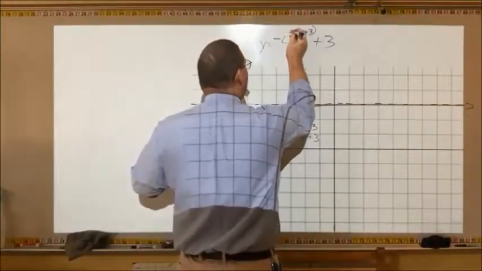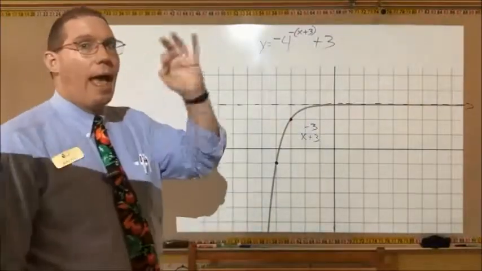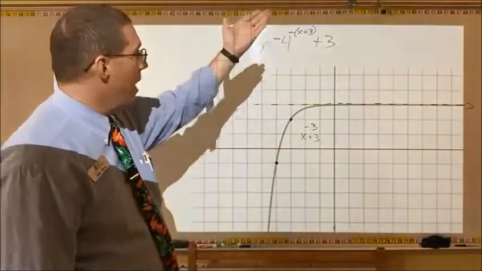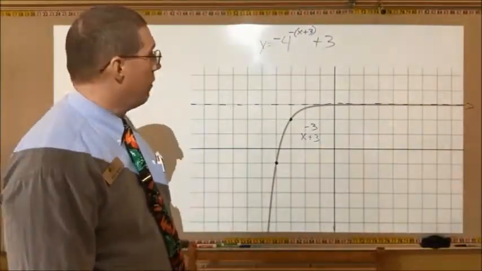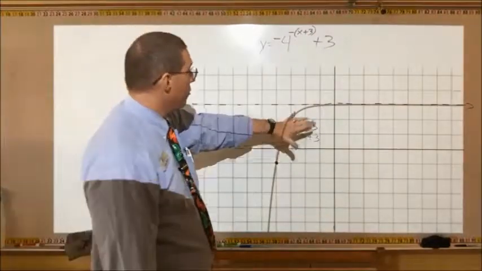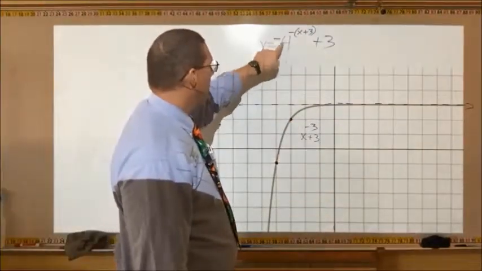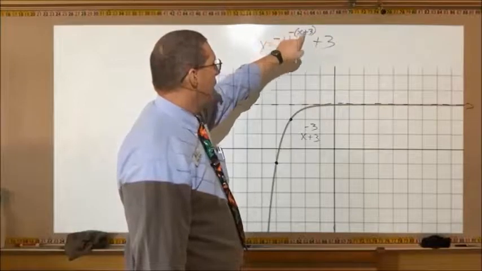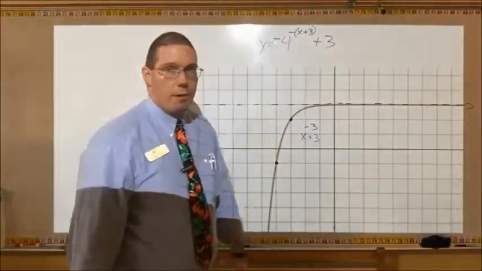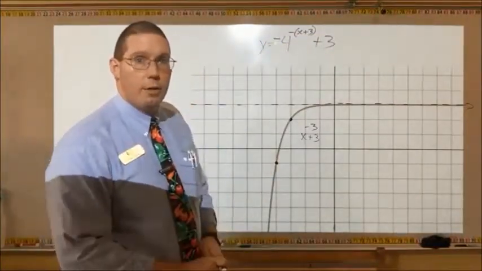Therefore, we would put a negative in the exponent outside of the parentheses. And that is the function. That's the equation of this graph: y equals negative 4 to the power of negative (x plus 3), plus 3. Should we try another one?